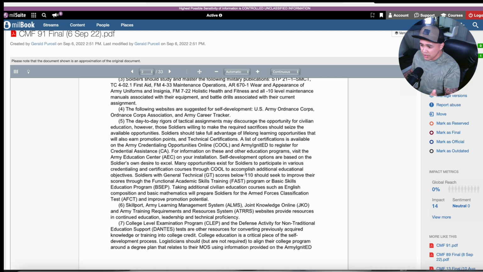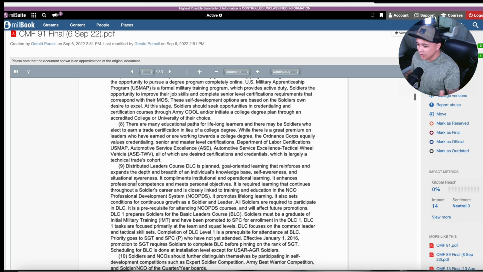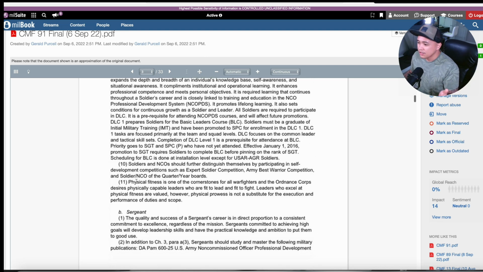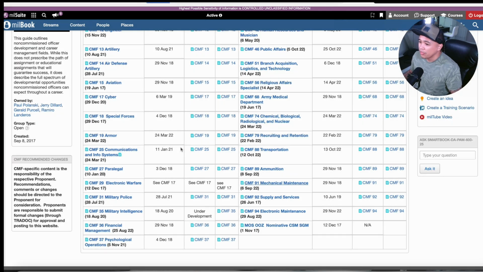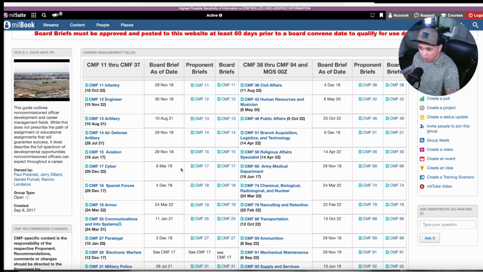For 91 series, if the soldier is below 110, they should strive to improve their GT score. It also tells them similar things such as boards, best warrior, actually specifically talks about Army best warrior competition, and besides the boards. Now, one more thing I want to emphasize on this is the proponent brief.